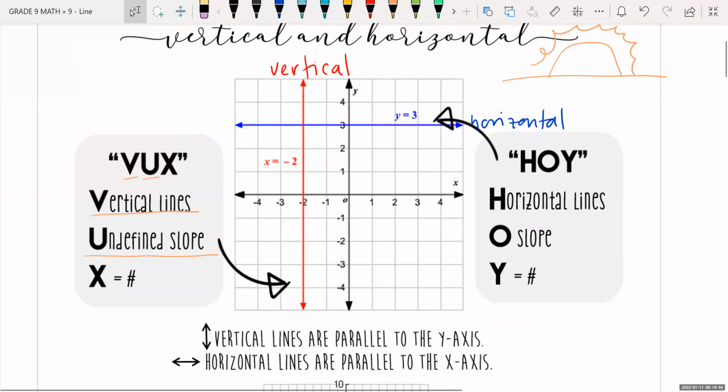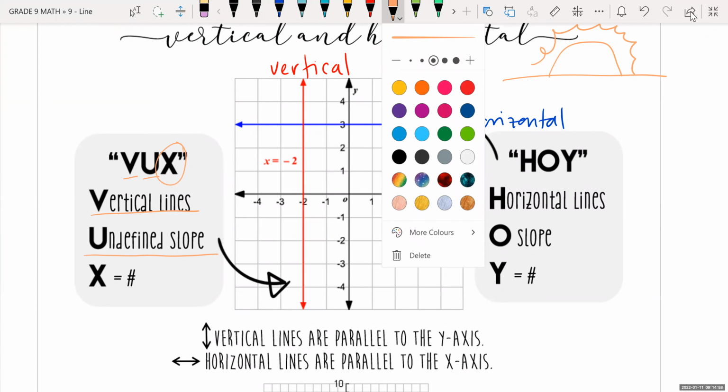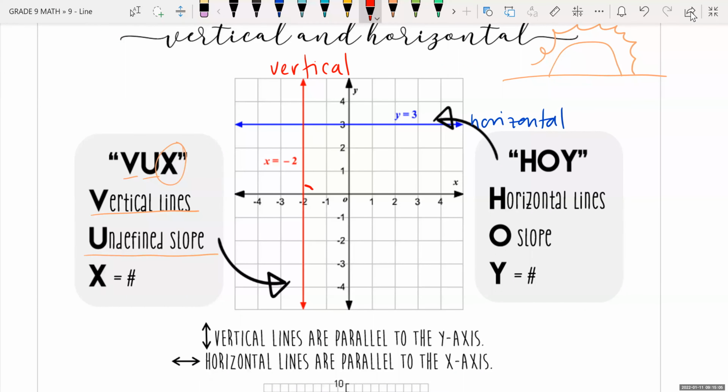All right, so going back to this, V stands for vertical lines. U tells us that vertical lines have an undefined slope. And the X part helps us figure out what the equation is going to be. Let me explain that using this diagram. See how this vertical line is going through the X-axis? And do you notice that it's going through the X-axis at the number -2? So the equation of this line would just be X is equal to -2.